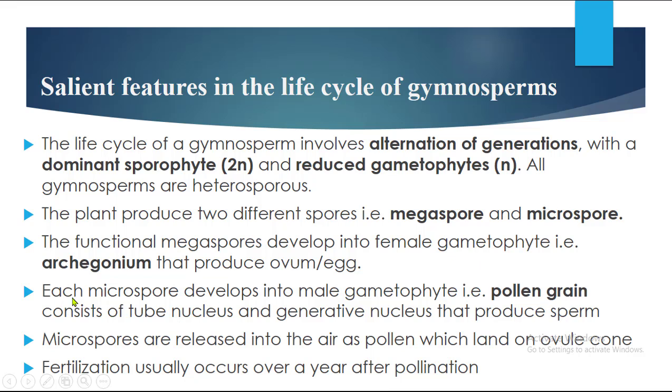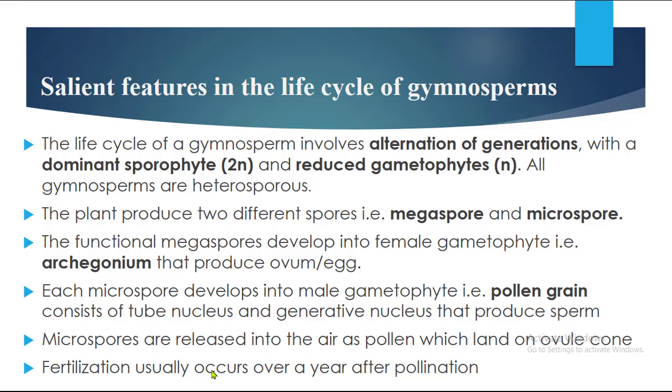On the other hand, microspore develops into male gametophyte, that is pollen grain, and the pollen grain consists of two types of nuclei, tube nucleus and generative nucleus. This generative nucleus produces sperm, so that's why the pollen grain is the male gametophyte. Microspores are released into the air as pollens which land on the ovule cone, and fertilization usually occurs over a year after pollination.